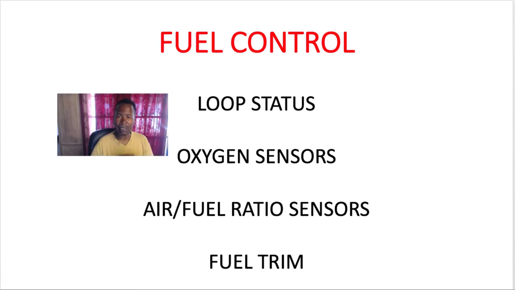Now when I say O2 content, the oxygen sensor generates a voltage based off the O2 content. Then you've got the air-fuel ratio sensor, same concept, and the fuel trim also helps us indicate what's going on with the fuel status or the fuel trim in the system.